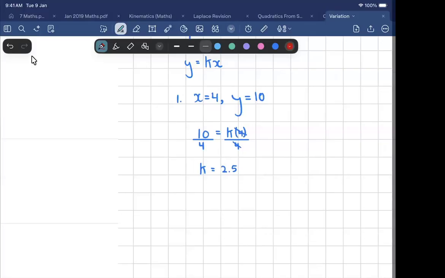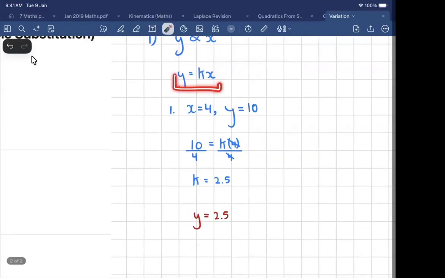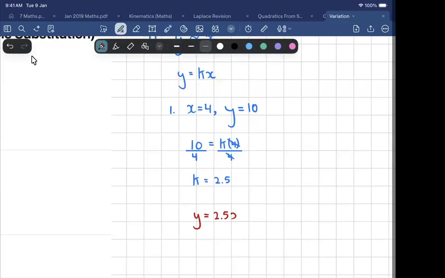So we know that K is 2.5. So if I ask you to write the final relationship, what do you tell me? What is the final relationship? Y is equal to what? 2.5 k, or x. Yes, because our relationship was Y is equal to KX, but we needed to find K. So now that we know what K is, I can say Y is equal to 2.5x.